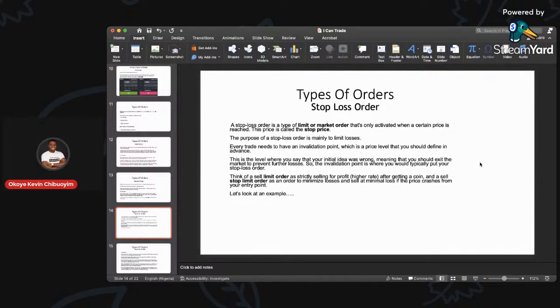An invalidation point means where you say that, okay, you were wrong initially. So this coin that you bought, I made a mistake buying it. See, I've lost money now, but I want to get out. What do I do? So that's the essence of stop loss. So, like the slide says, this is the level where you say that your initial idea was wrong, meaning that you should exit the market to prevent further losses. So the invalidation point is where you typically put your stop loss order.